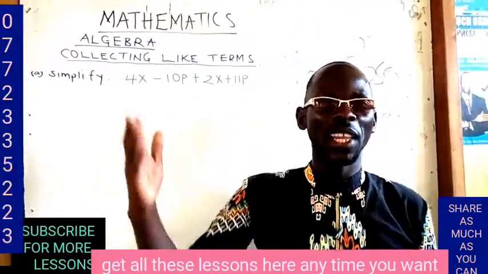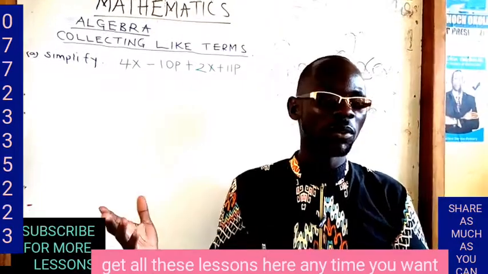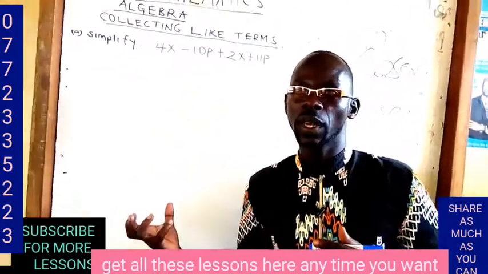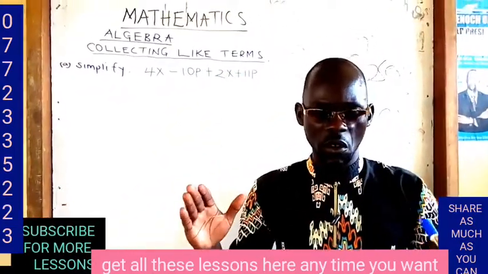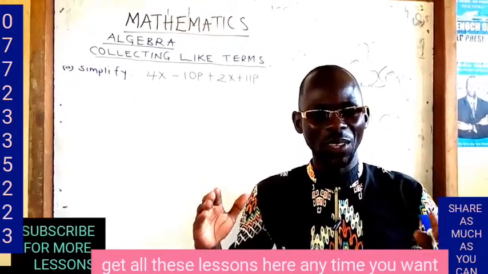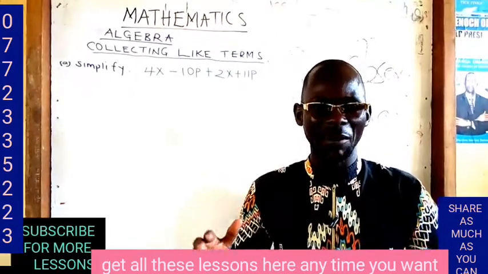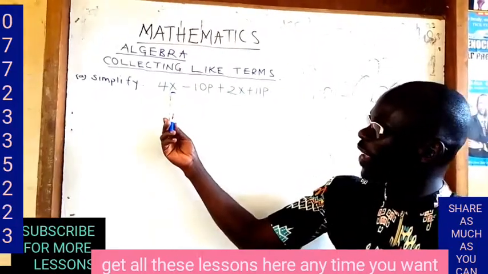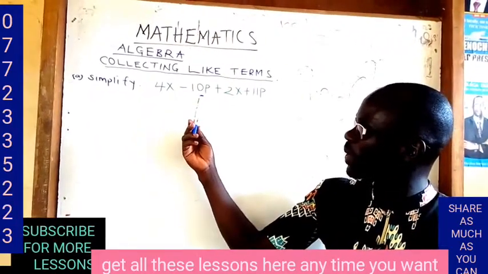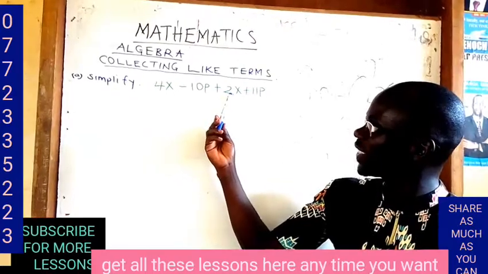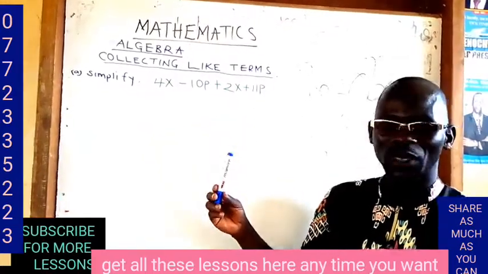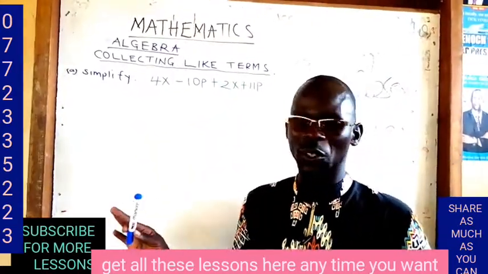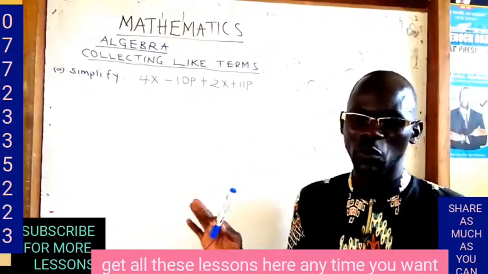These questions, I told you, this is where the beginning is. We can't move to the other levels where we find equations, picking up equations from a very big statement. No. We are beginning with collection of like terms. Very simple. Here we are given a task of 4x minus 10p plus 2x plus 11p. This is a very simple thing. There's no equal sign there, but these are just terms.